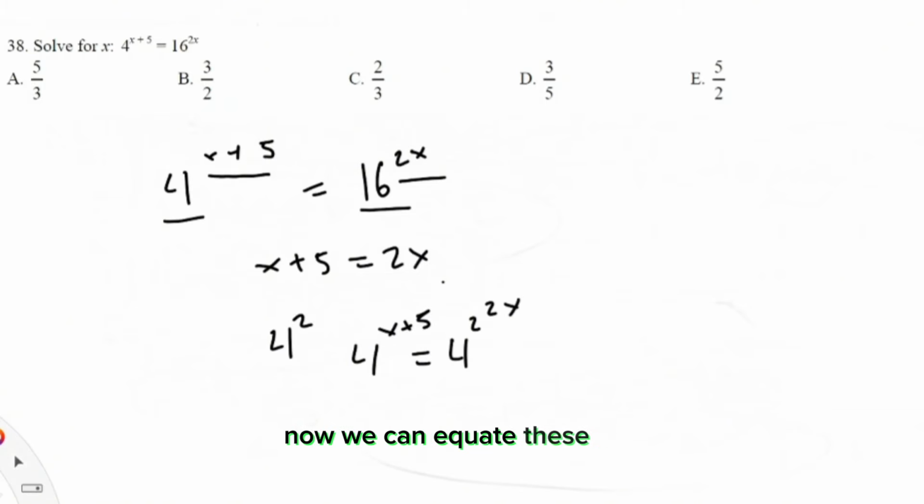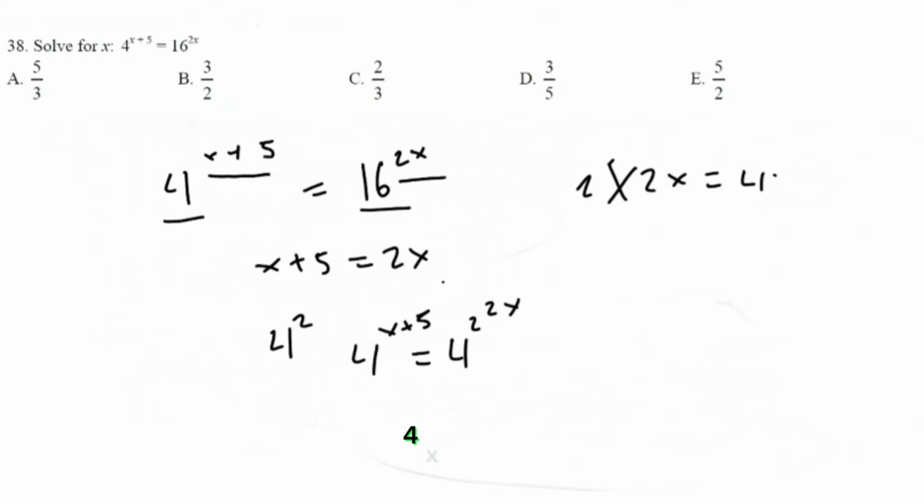Now we can equate these two. First we need to solve 4 squared to the power of 2x. When you're doing the power of a power, all you're doing is just multiplying the exponents. So that's 2 times 2x, which is equal to 4x. Now we just get x plus 5 is equal to 4x.